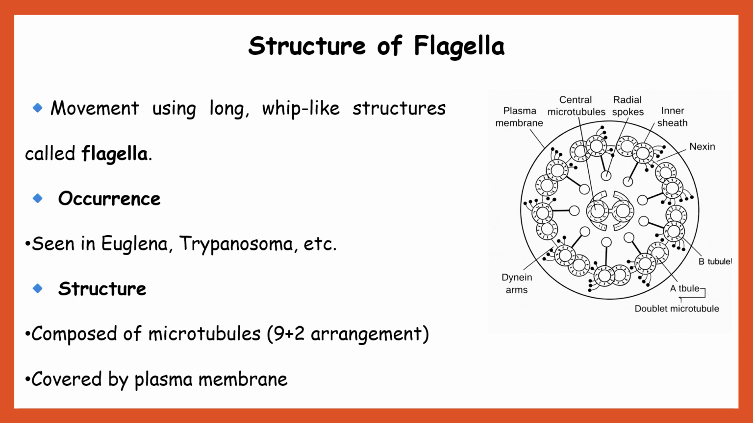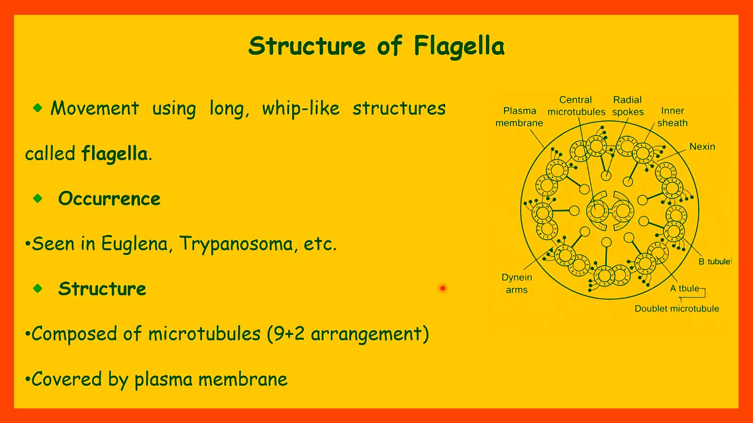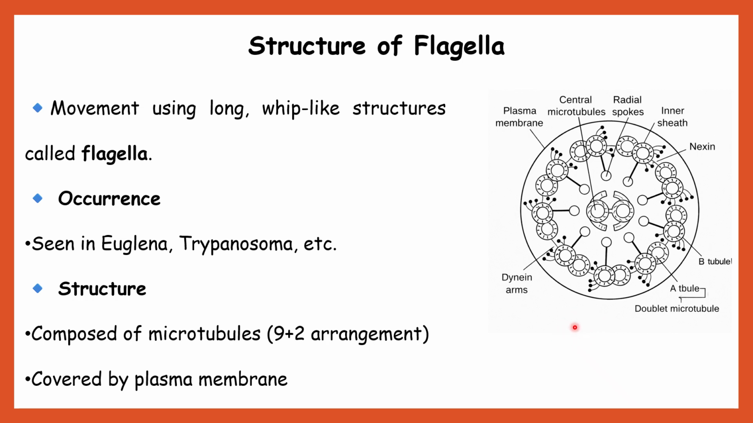Now moving to the second type of locomotory organelles we can observe in protozoans, which is flagella, a very long whip-like structure. In this slide we're talking about the structure of flagella. This diagram shows the transverse section, or TS, of flagella, which exhibits a very famous arrangement known as the 9+2 arrangement, because inside the flagella there is a bunch of arranged microtubules.